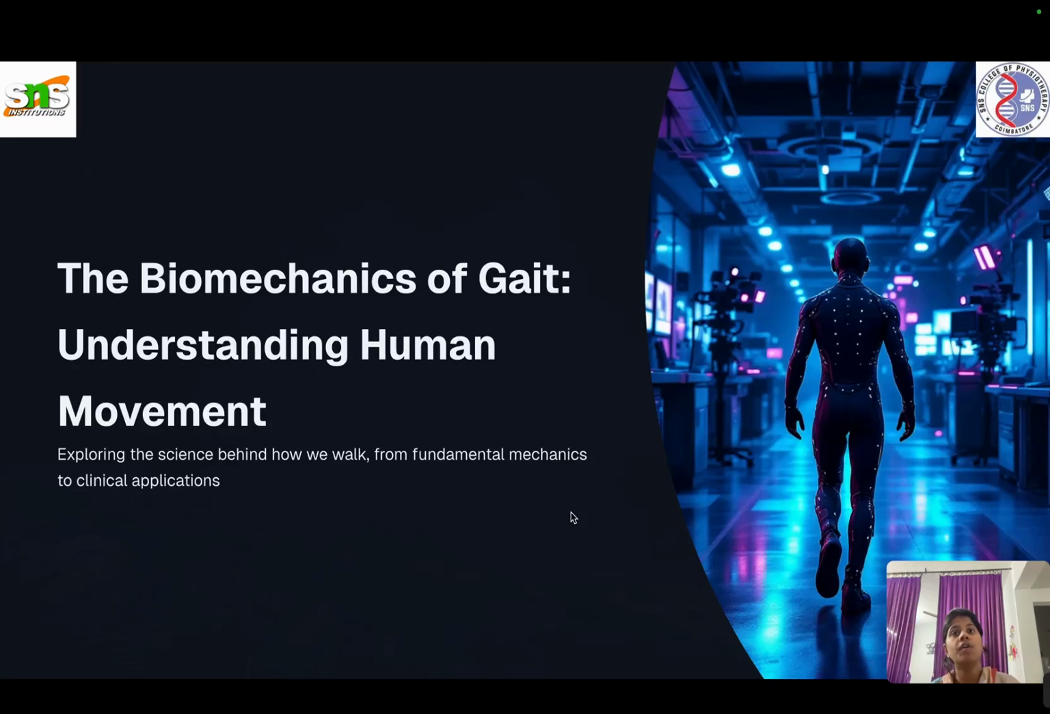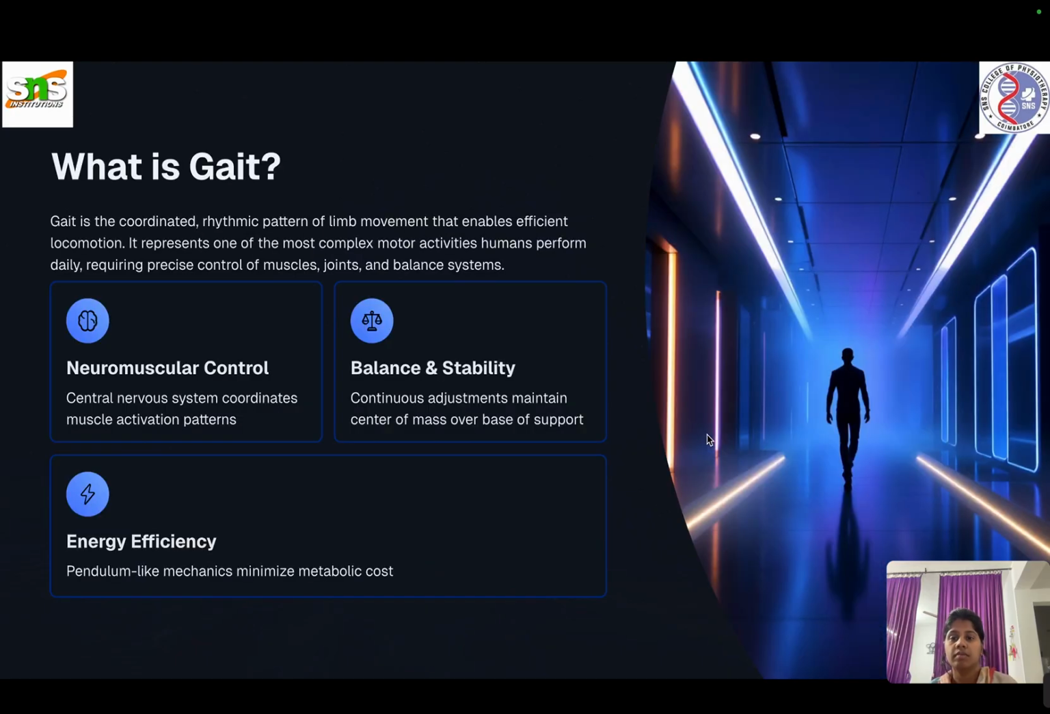So now let's move on to gait, which is the pattern of walking. Gait is a complex process involving coordination between the muscles, joints, and the nervous system. It is all about a combination of neuromuscular control, balance, stability, and even energy efficiency also plays a major role in the gait system.